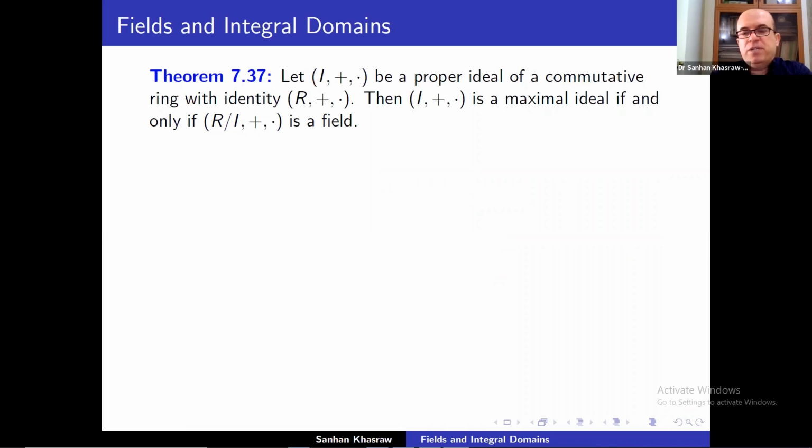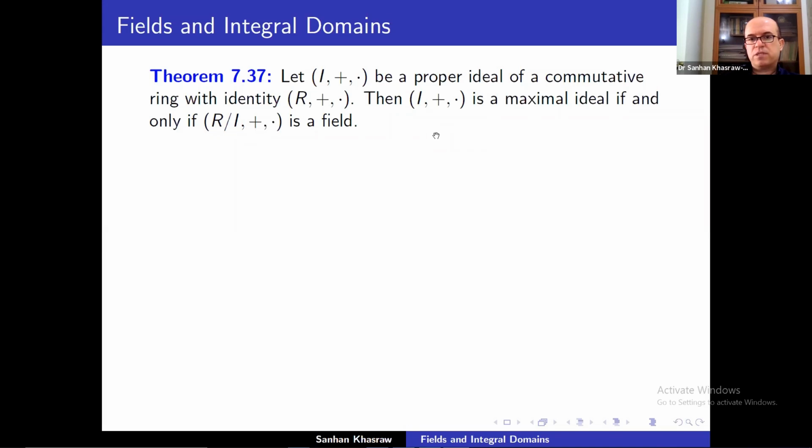So what will happen if I have a maximal ideal to the ring of quotients? I think people are familiar with the quotient ring. If our ideal is maximal, then the quotient ring is a field. So out of a maximal ideal, we can get a field.